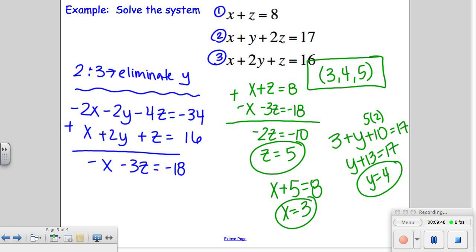You can see that these problems have a lot of algebra involved, so there's a lot of places to make some little errors. All right, this is where we're going to end the video for today. We're going to get to practice these tomorrow.